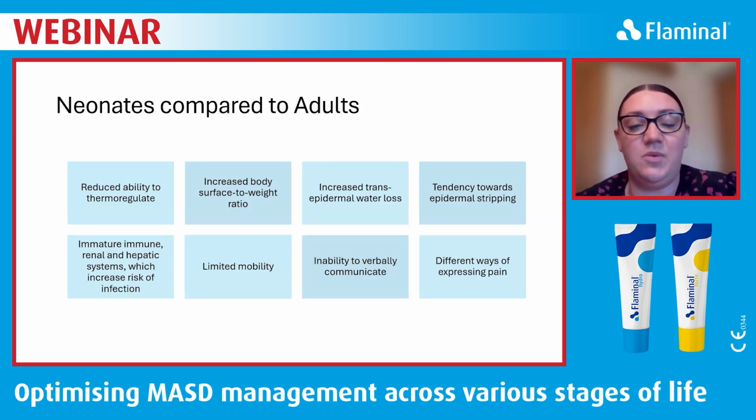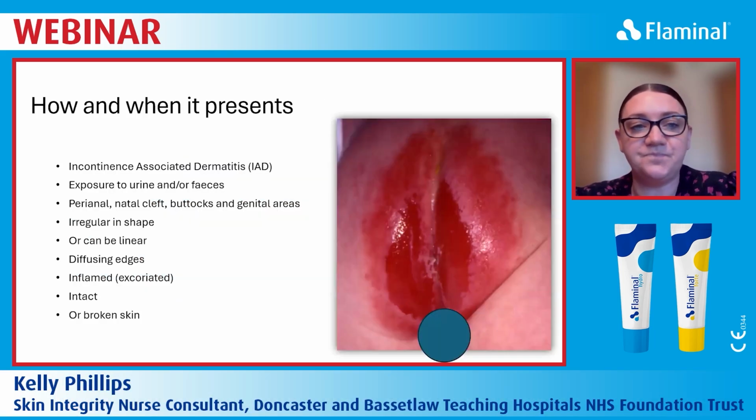So again, it's vital that we're protecting their epidermis as much as we possibly can. They've got limited mobility. They've got that inability to verbally communicate with you, particularly if they're in pain, and they've got many different ways of expressing that they're in pain as well. So there are lots of additional elements that we've got to take into consideration compared to adults when we are caring for our neonatal caseload.